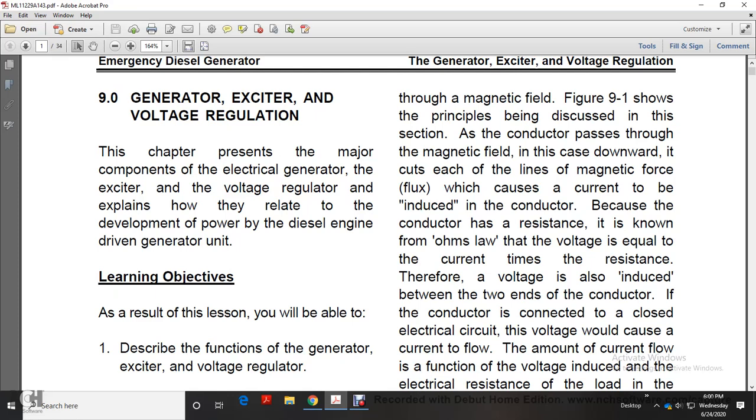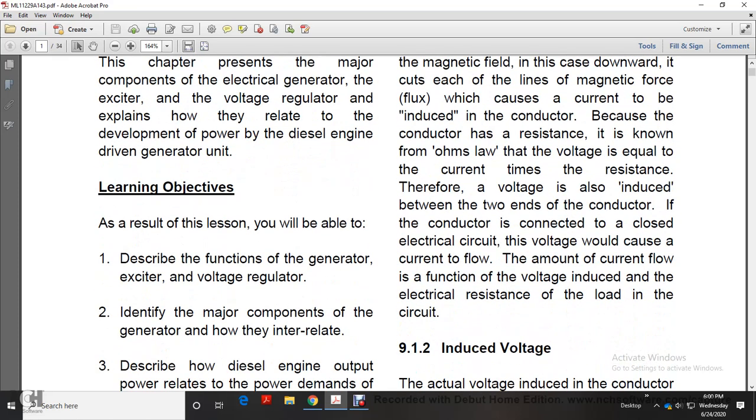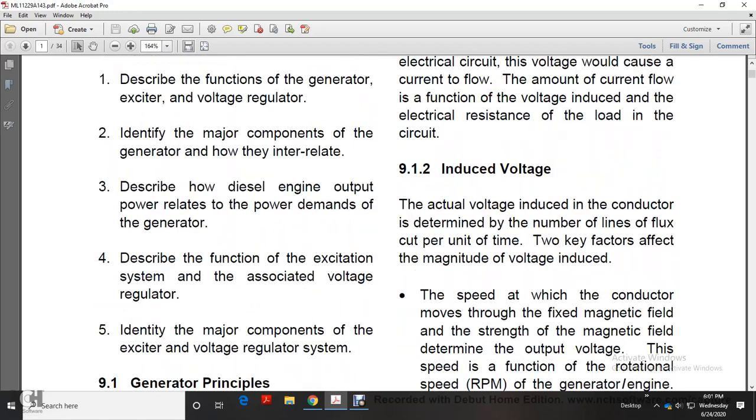In the case of the downward cut, the conductor cuts each of these lines of magnetic flux, which causes a current to be induced into the conductor. Because the conductor has resistance, it is known from Ohm's law that voltage equals the current times the resistance. Therefore, a voltage is induced between the two ends of the conductor. If the conductor is connected to a closed electrical circuit, this voltage causes current to flow. The amount of current flow is a function of the voltage induced and the electrical resistance of the loaded circuit.